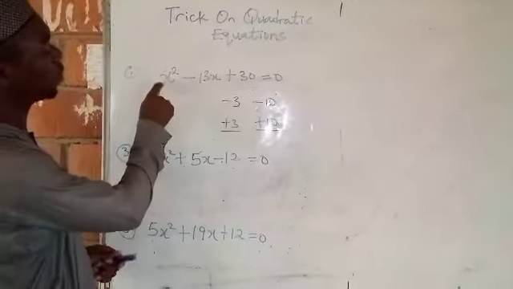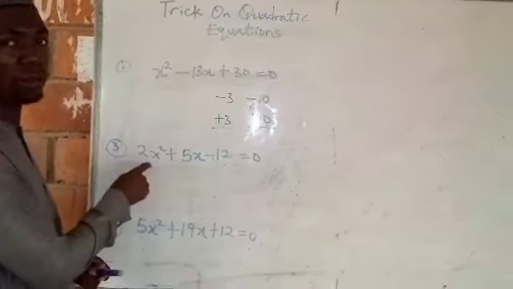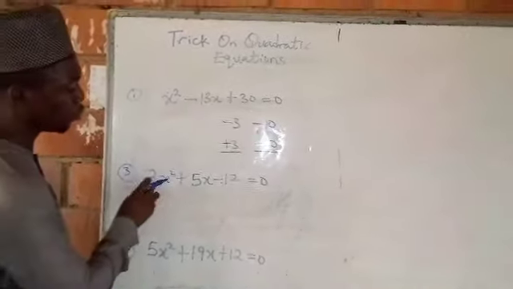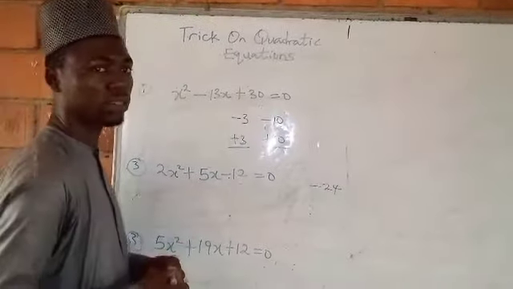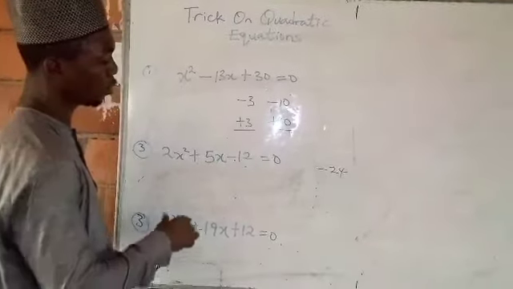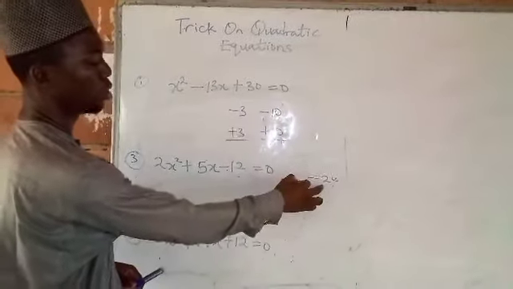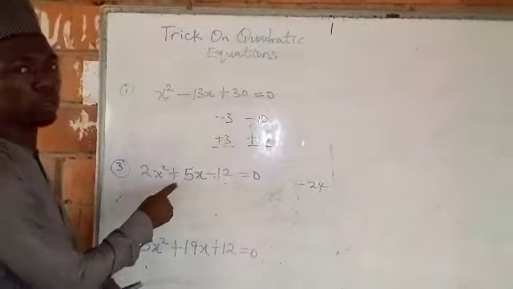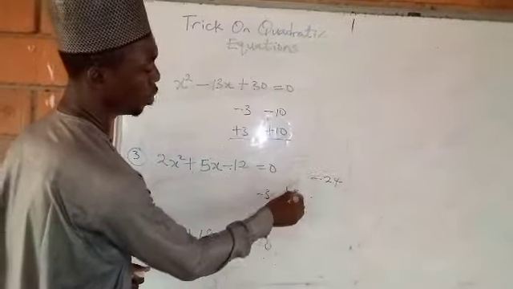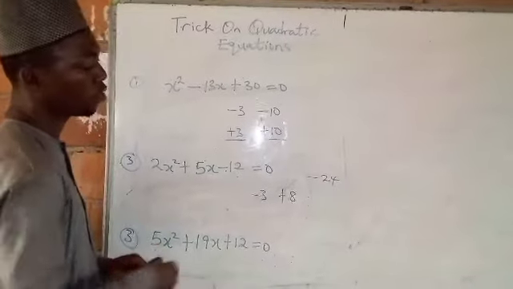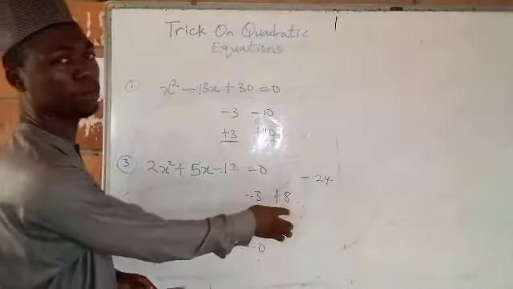But when your coefficient of x squared is more than 1, this is 2, you multiply 2 by minus 12, that is minus 24. Then you get two factors of minus 24 that when you add them, will give you plus 5. That is minus 3 plus 8. So we've gotten the two factors now, minus 3 and plus 8.